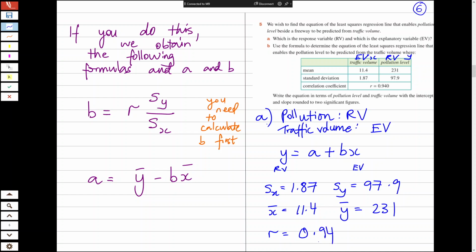Okay, I know I've done that a bit quickly, but hopefully you can see that from the table. X in the first column, Y in the second column, means in the first row, standard deviations in the second row. X bar, Y bar, Sx, Sy. Alright, can I leave it with you to plug and chug?